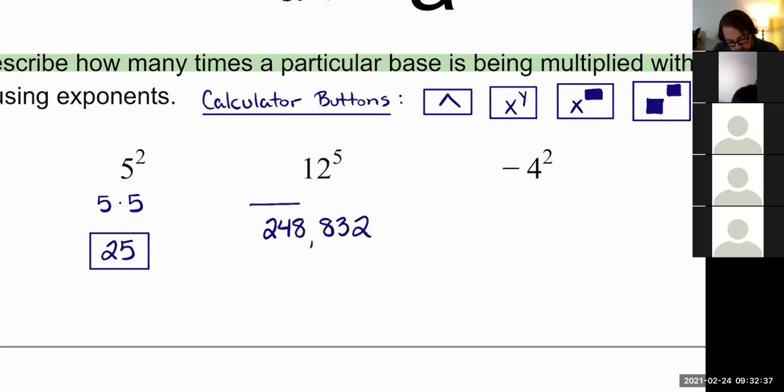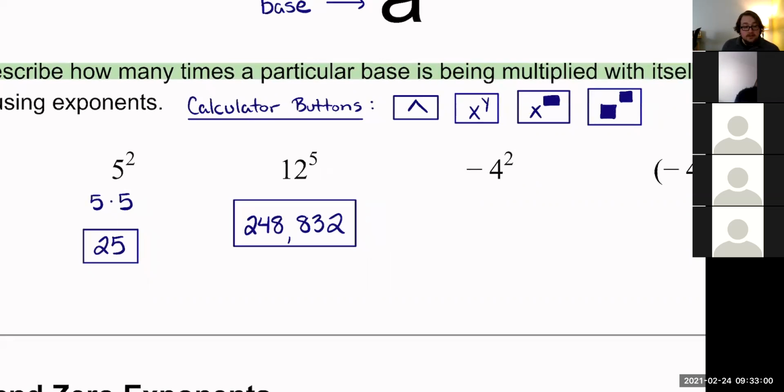And as you can see with a calculator, what would have taken a few more steps as we multiply 12 individually over and over and over again, was relatively quick. A few button presses on our calculator or on our phone, and we get a relatively large number.